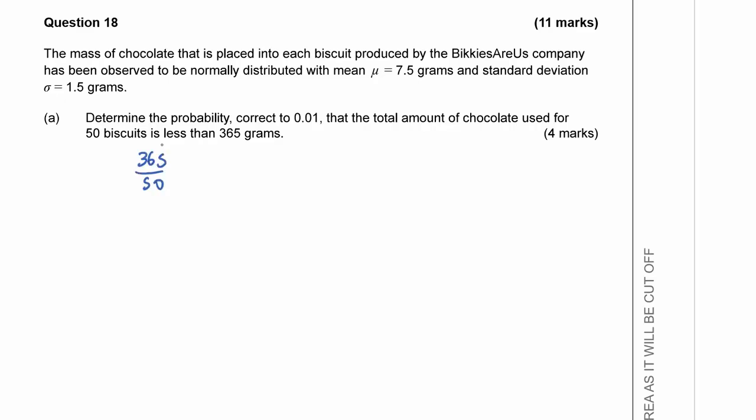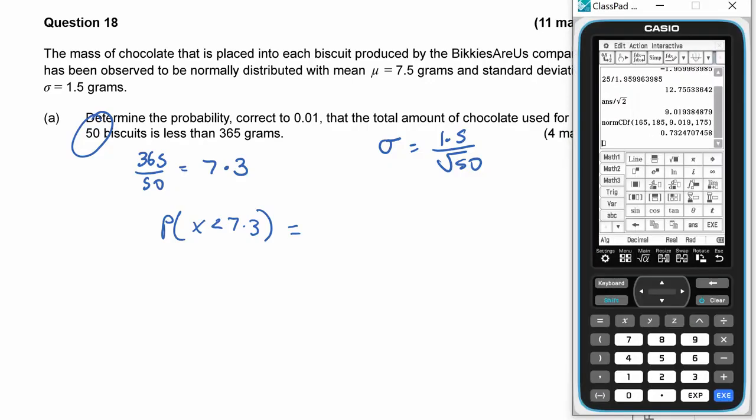Well, we can do 365 divided by 50 here, and that is actually 7.3. So we're after the probability that it's less than 7.3. So we're going to do the probability that x is less than 7.3. But remember here that sigma is going to be 1.5 over root 50, because we've got a sample of size 50.